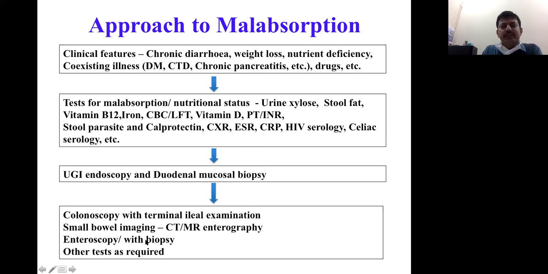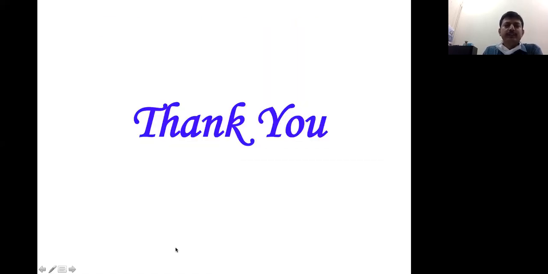Now, again, there are many other conditions causing malabsorption. I haven't covered all of them in this lecture. If things are not clear, there are so many other tests which we can do to reach a diagnosis and treat those patients. So thank you for your attention, and I would be happy to take any questions.